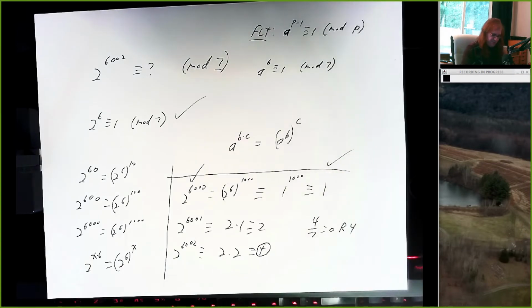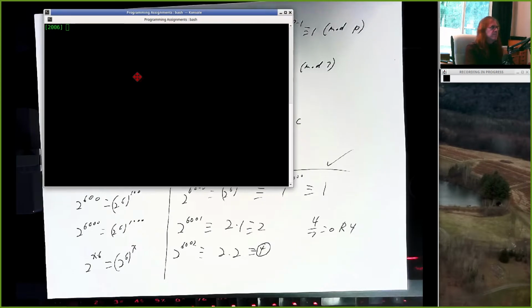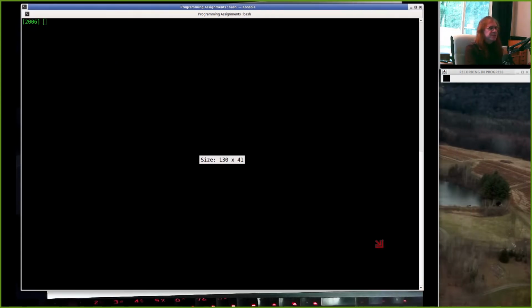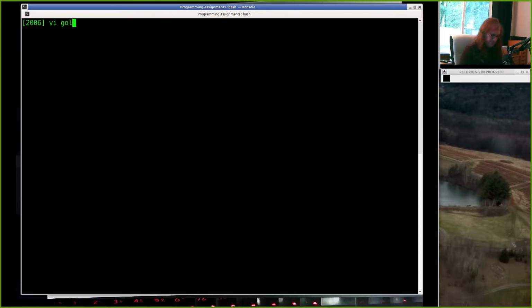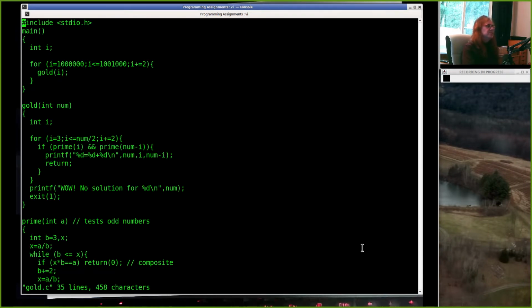So here's an example. This is from a few years ago, so I can't vouch for this. I'm writing a function called gold, and gold will take an even integer and print out that integer as a sum of two primes. Notice my complete and utter lack of commenting in this program. This is not a good example. What is it called? Gold, for Goldbach.